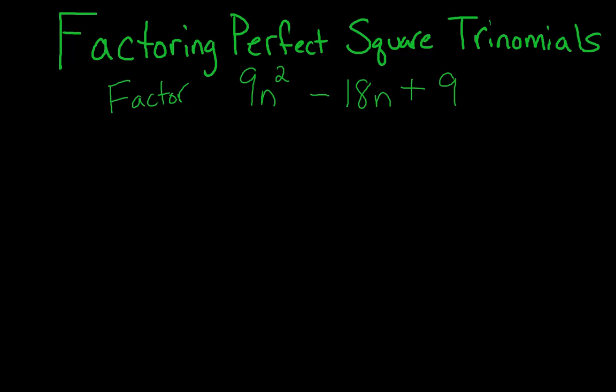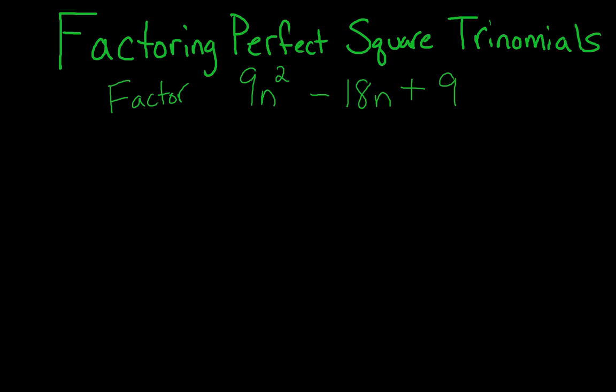Welcome everybody. In this video we will talk about factoring perfect square trinomials. To start out with, a perfect square is the result you get after you square something. So for example, if we square 4, 4 times 4 gives you 16. 16 is a perfect square. And a trinomial is a polynomial with 3 terms.